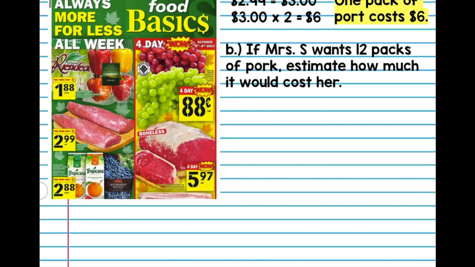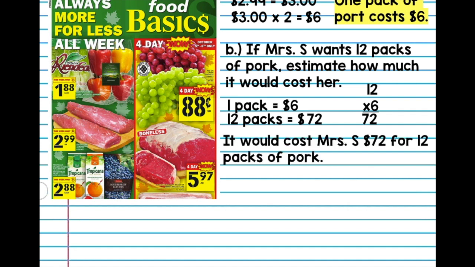Okay. Let's move on to letter B now. So go ahead and write letter B in your notebook. Skip a line. So go ahead and figure this out for 12 packs of pork. Since we know $6 is one pack, we're gonna go 12 times 6. Write that in your notebook. So what did you guys get for 12 packs of pork? All right, it's $72 because 12 times 6 is 72. Okay, good job, you guys.